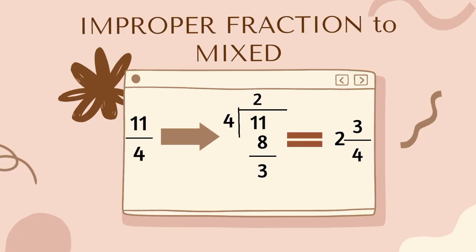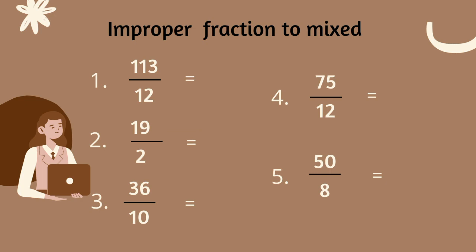So, next naman natin is improper fraction to mixed. So, 11 and 4. So, ang gagawin natin is 4 divided by 11. So, 2 and over 8. That 11, 8 minus is 3. So, ang naging answer natin is 2, 3, and 4. And ito naman yung improper fraction natin to mixed exercise.